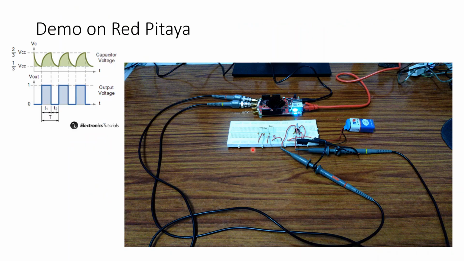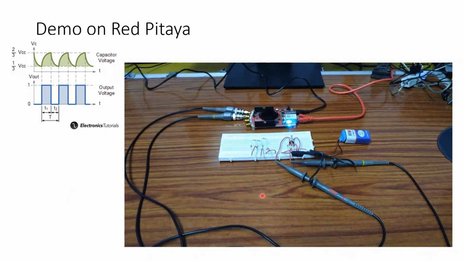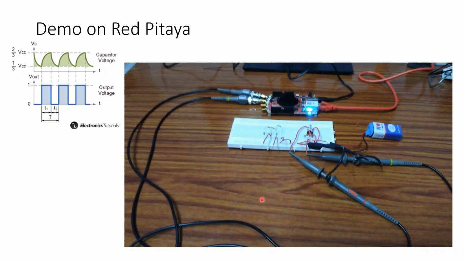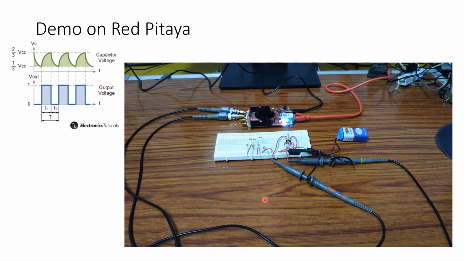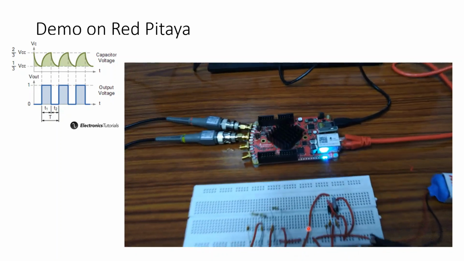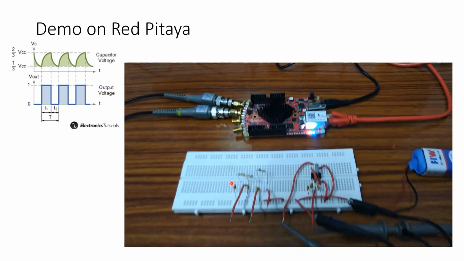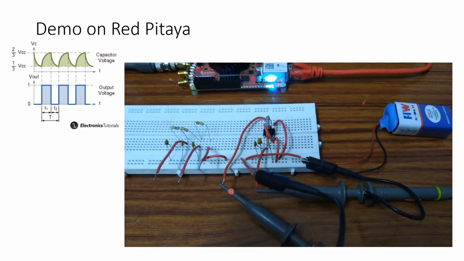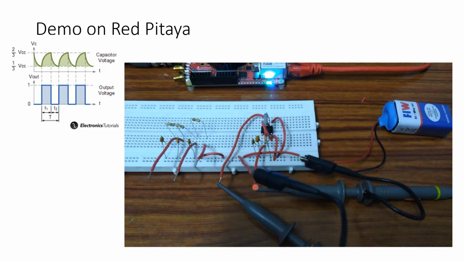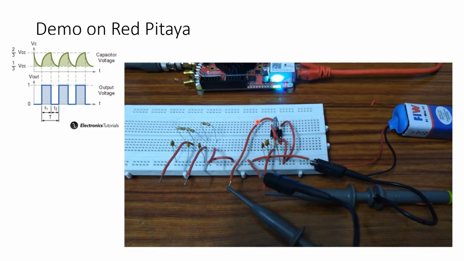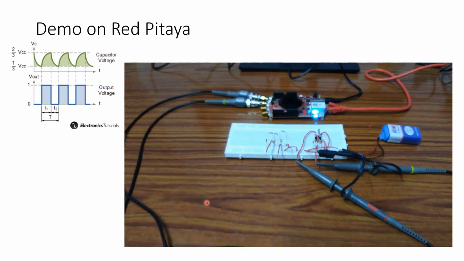So here, this is the working of the 555 IC as an astable multivibrator. You can see I've connected two probes to the Redpitaya's two input oscilloscope channels. Then I've connected these probes to the output of IC555 where the square wave is produced, and the other across the capacitor where the charging and discharging happens. So these are the connections.